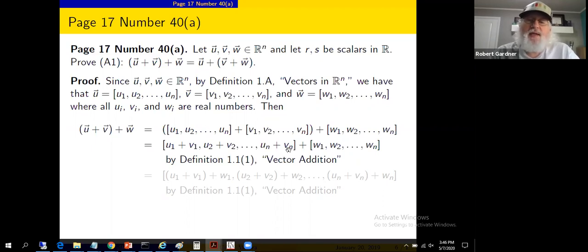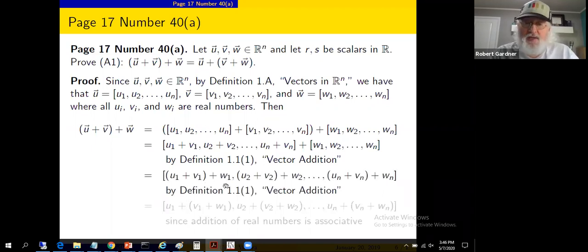But now we want to take the vector with these components and add it to the vector with the components of the w's. We've added u1 and v1 first, so we'll bracket those together, and then we're adding w sub 1. We've added u2 and v2 first, so we'll bracket those together, and now we're adding w sub 2, and similarly throughout. Why? Vector addition.